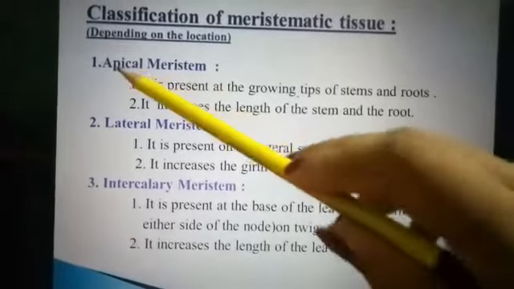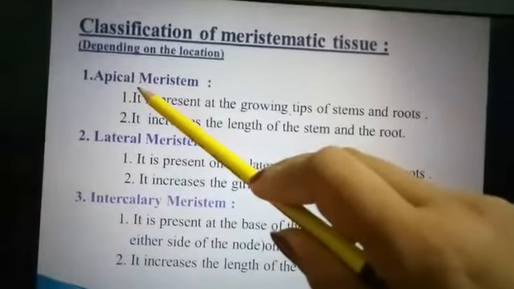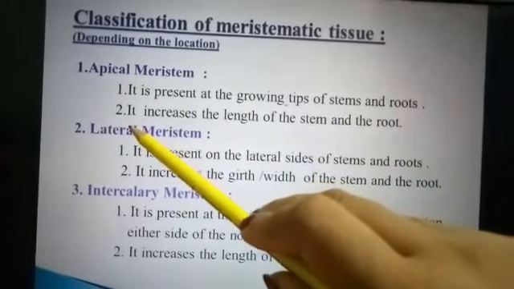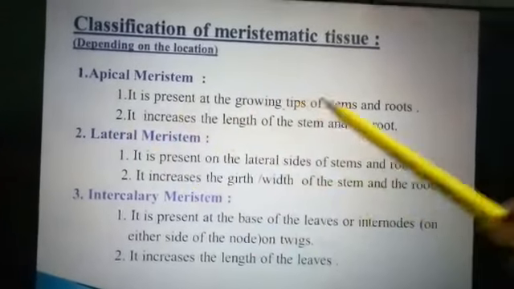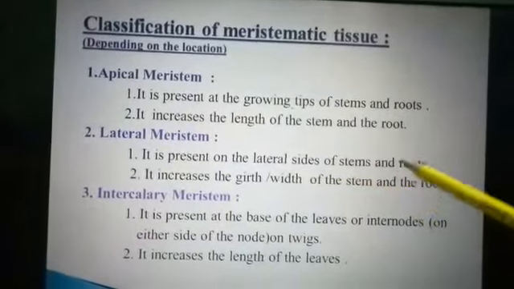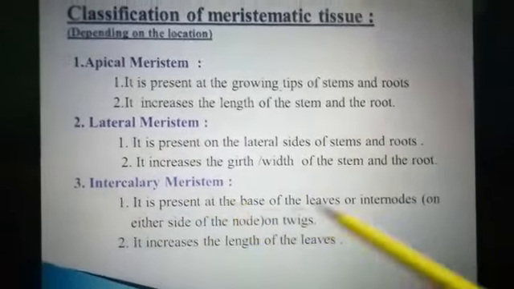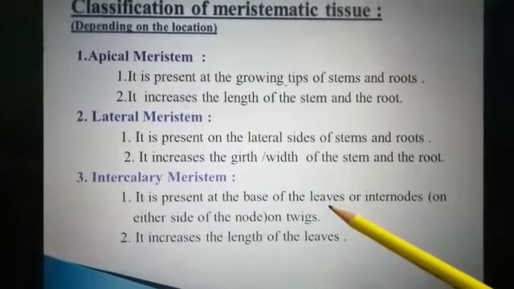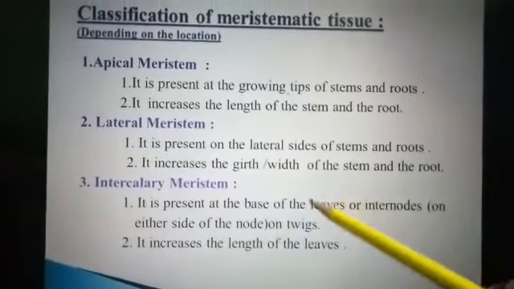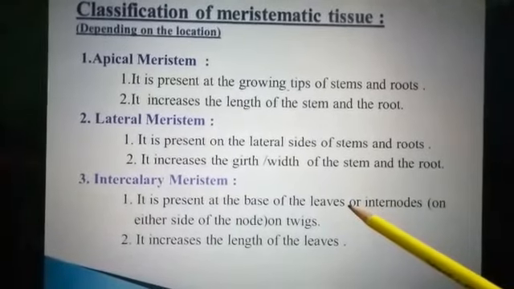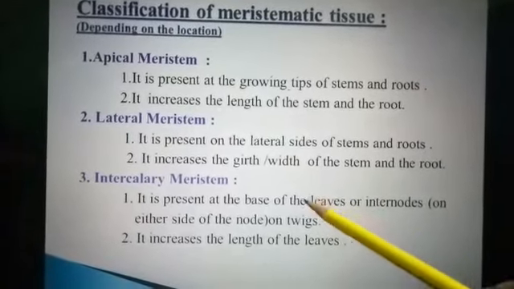Understood? Very easy. Apical meristem means they are present at the apex. Lateral meristem means they are present on the lateral sides, both stem as well as root. Here also stem and roots. Intercalary meristem is responsible for leaf. Clear? Increase in the length of leaves. Understood?